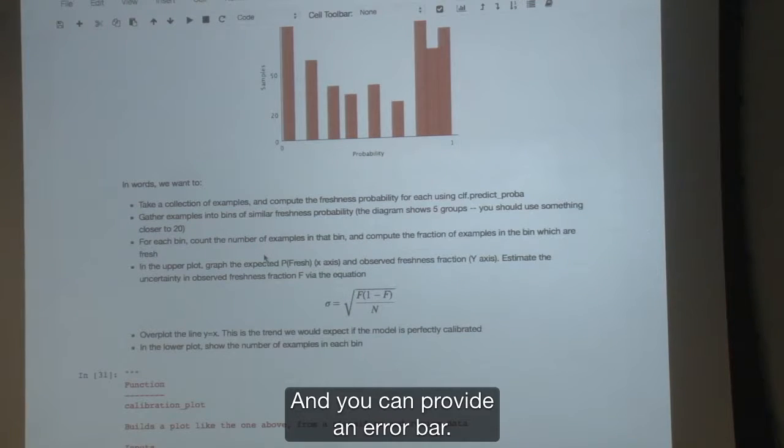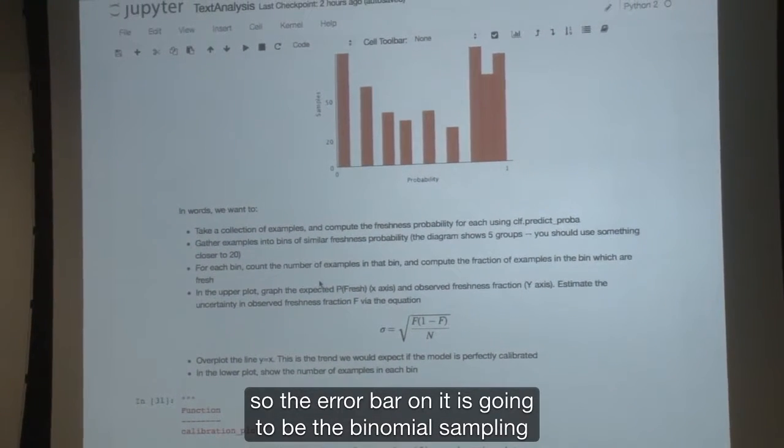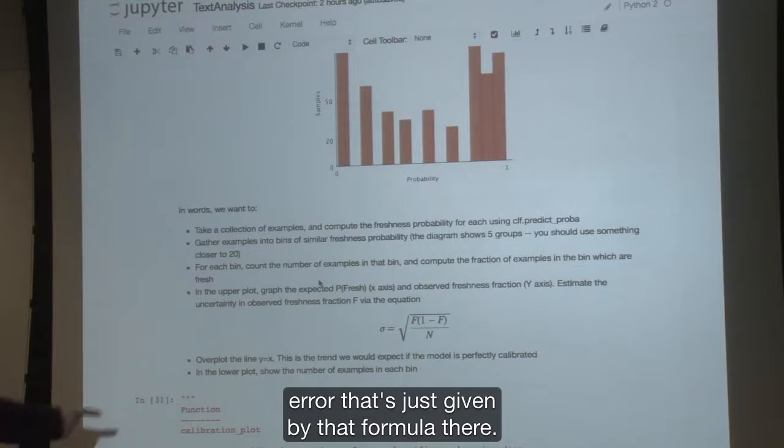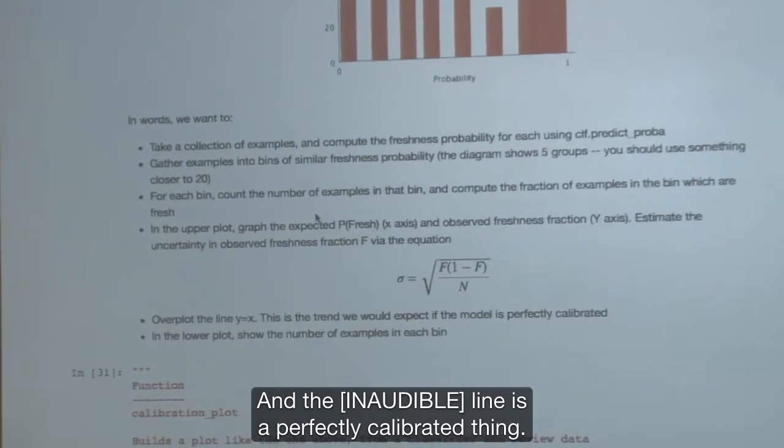Okay, and you can provide an error bar. Remember that you're either saying 1 or 0, so the error bar on it is going to be the binomial sampling error. That's just given by that formula there. And the y equals x line is a perfectly calibrated classifier.